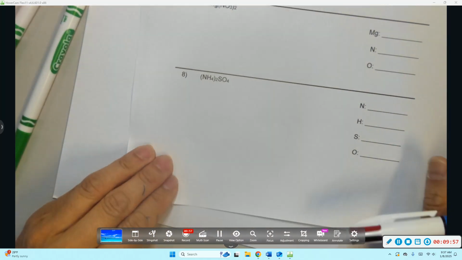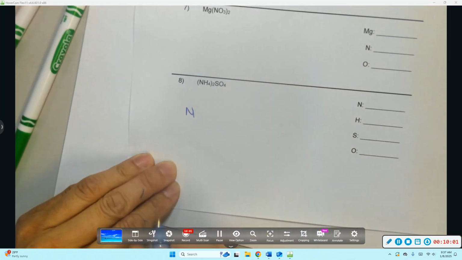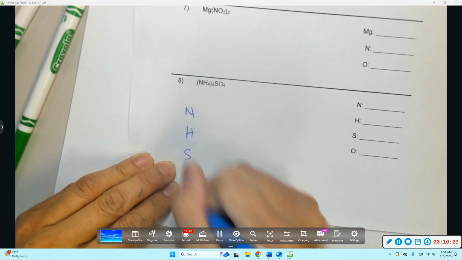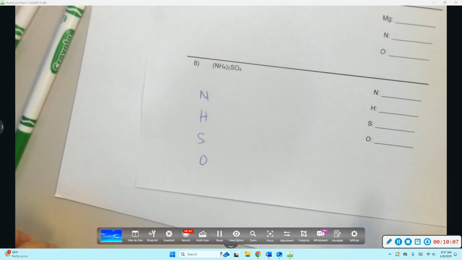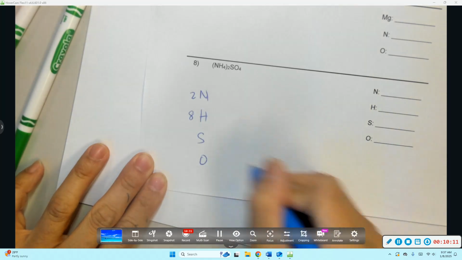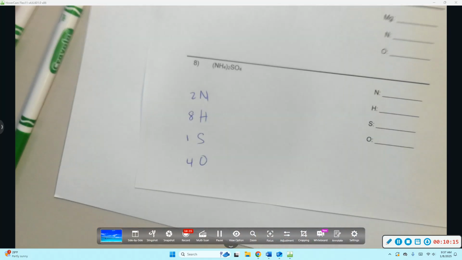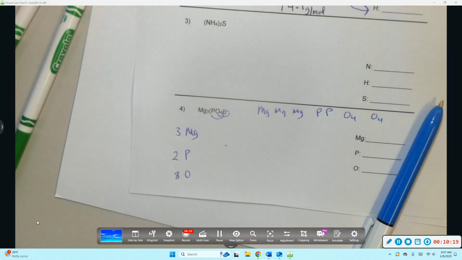Same thing here, number 8. If you need help with that, multiply the two n's. So N, H, S, and O. Oops, blurry. Okay, unblur. There you go. 2 N's, 8 H's, 1 S, and 4 O's. Okay, you should be able to do all this now. It's pretty simple. Just a review. So get this done and have fun.